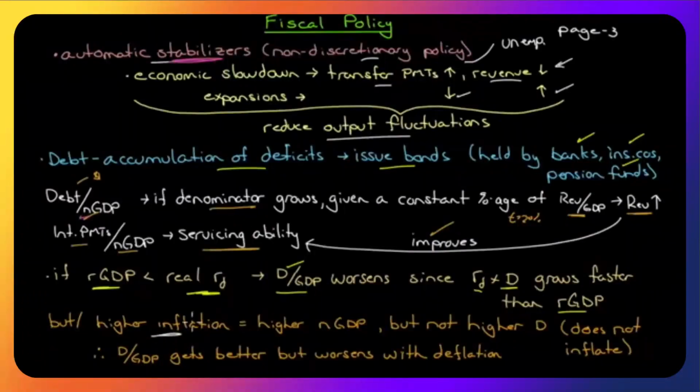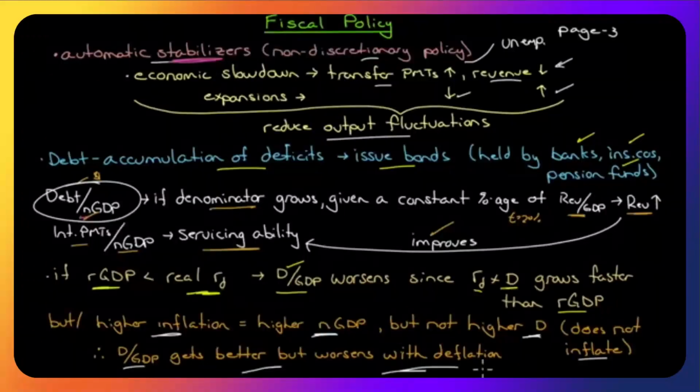If you have higher inflation, you will get higher nominal GDP, because nominal GDP is real GDP plus inflation. But your debt will not increase at the rate of inflation. So debt does not inflate. If you allow inflation to run high for a period of time, you can improve the debt to GDP ratio. That is called deflating your debt. So the debt to GDP ratio gets better.